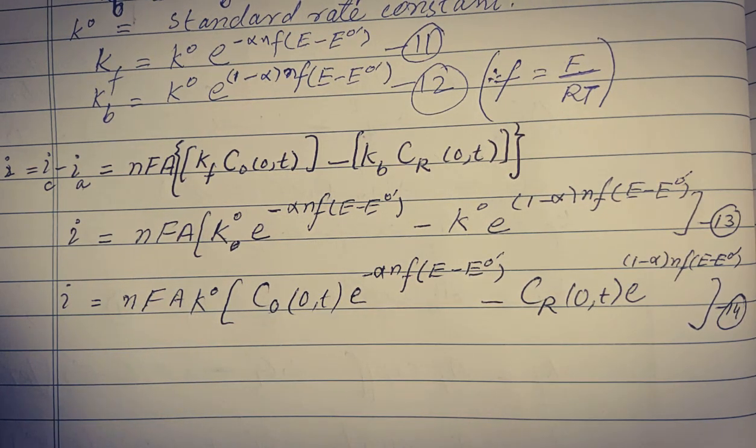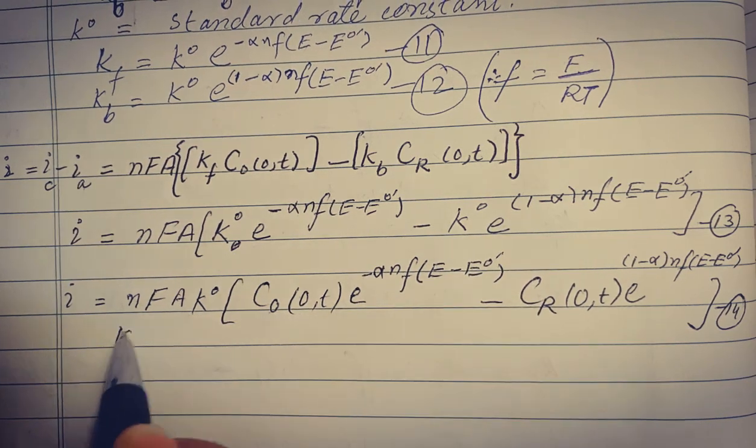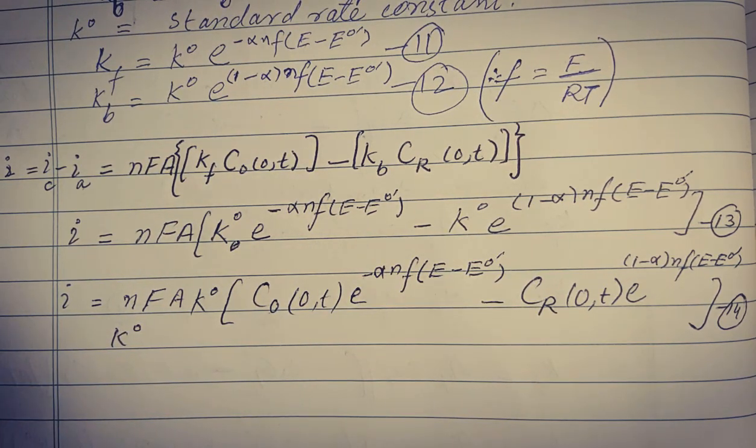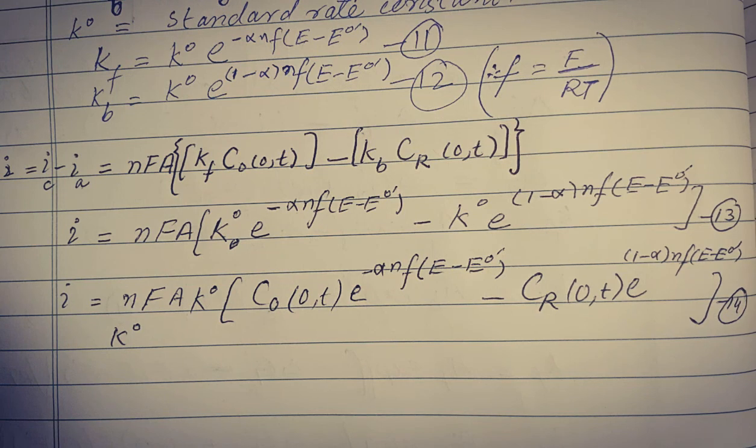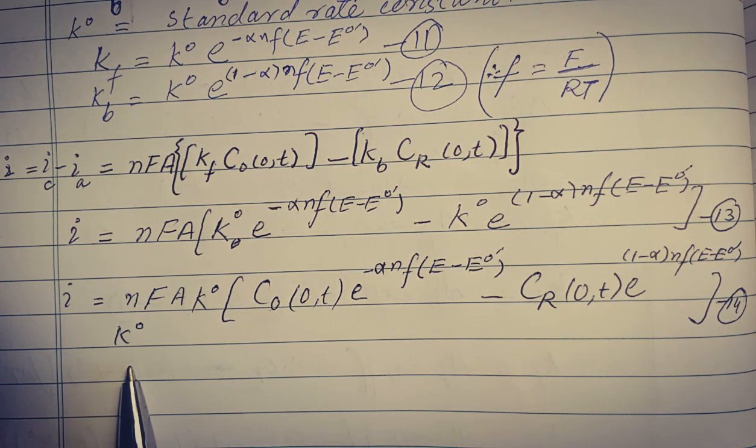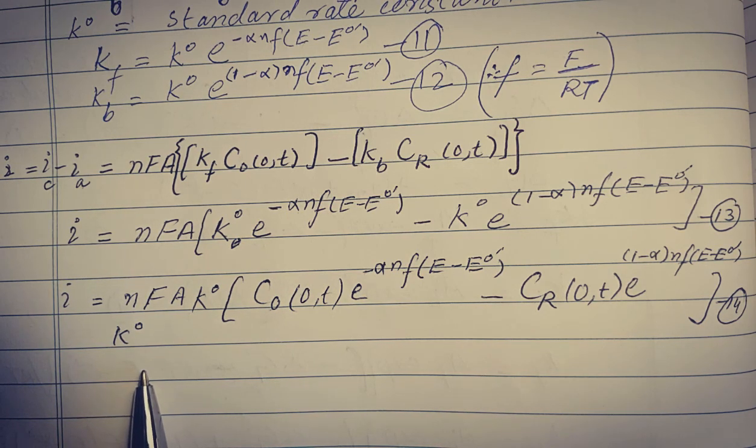So here in this equation, K naught is an important constant, and the physical interpretation of K naught is straightforward. It's simply a measure of the kinetic facility of the redox couple.